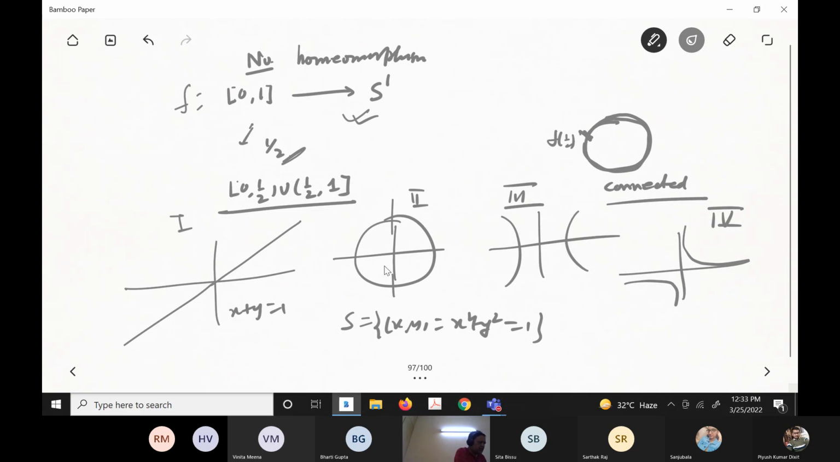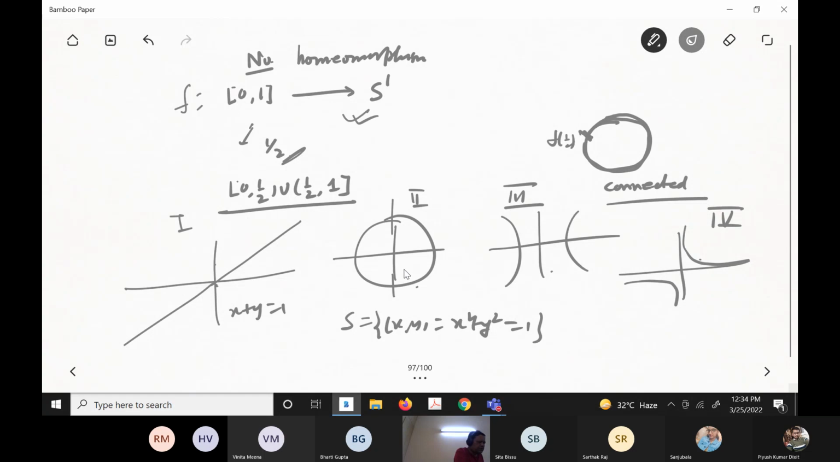Look, 1 and 2 cannot be homeomorphic because this is not compact and this is compact. By the Heine-Borel theorem, this is closed but not bounded, but this is closed and bounded, so it is compact. So 1 and 2 can't be homeomorphic. Now 1 and 3. Look, this is the hyperbola, not the whole thing. This is disconnected, but this is connected. So 1 and 3 is not homeomorphic. Similarly, 1 and 4 is not homeomorphic, because this is disconnected and this is connected. Now 2 and 4.